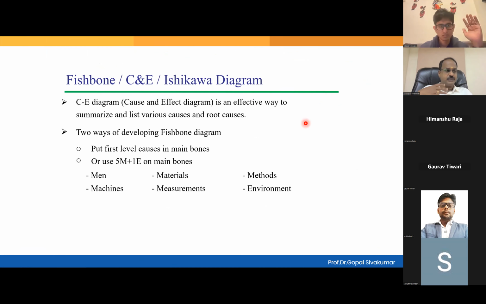All these tools can be used in an integrated manner also. Brainstorming will be happening, Why-Why analysis will also be happening, and parallelly one person will be drawing it on the board as a fishbone diagram. All three can happen at a time. Yes, Adip, you can ask your question.